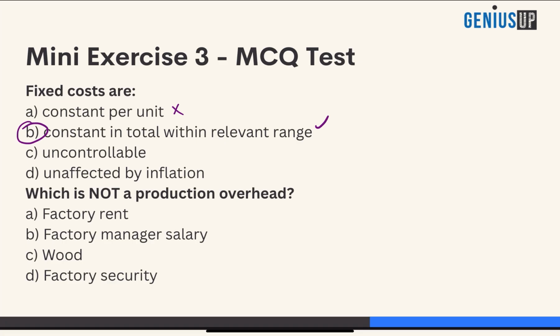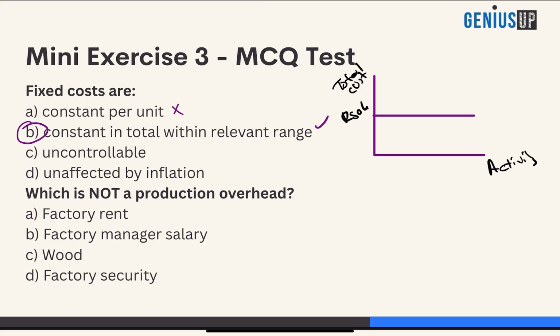And let's go back to the first one. Let me just draw the graph. So fixed cost in total: this is total cost, this is activity. Let's use rent. Let's say you pay 50,000 rand for rent, and you can either produce 10,000 or 20,000. Whether you produce 10,000 or 20,000, in total the total cost is going to stay constant, which is B, which is correct.